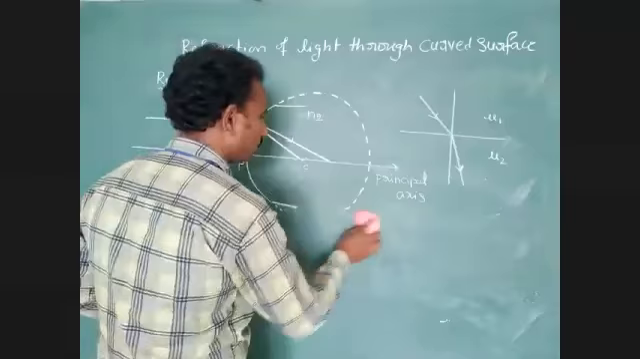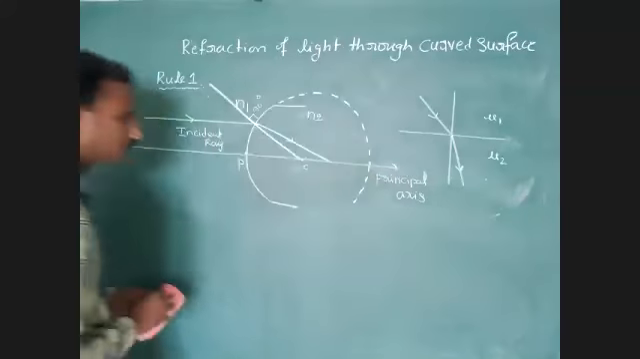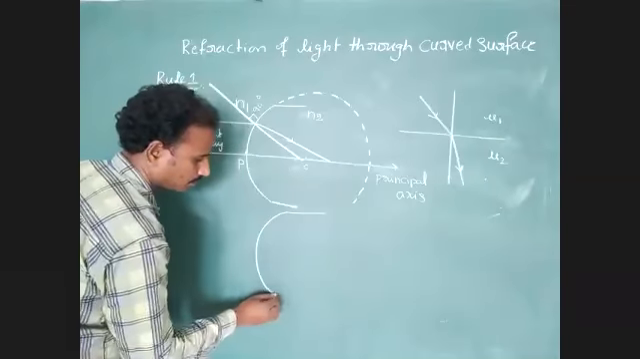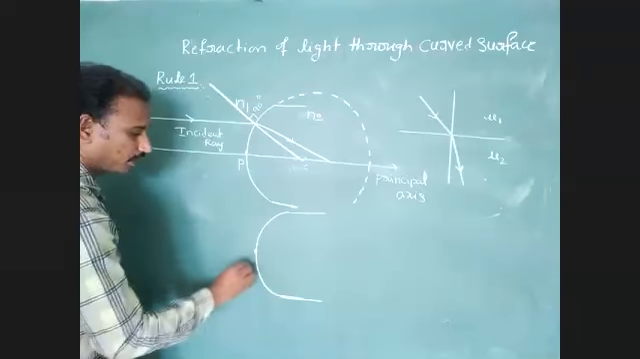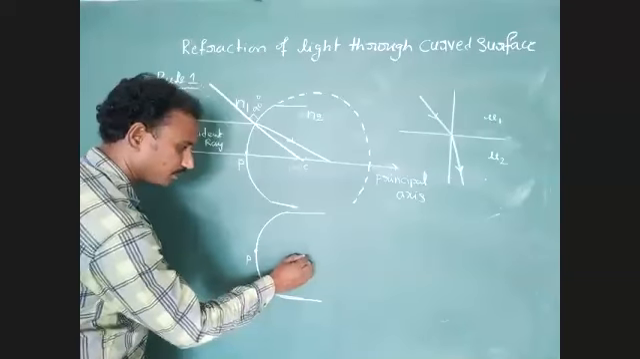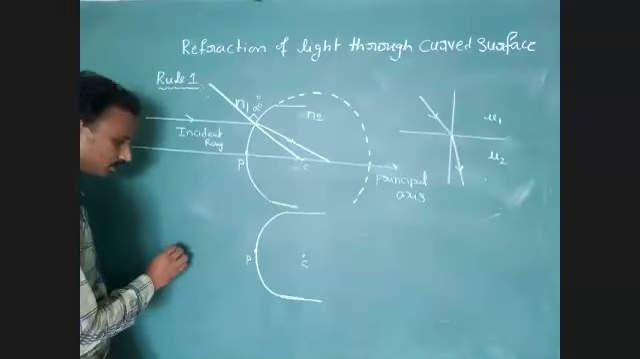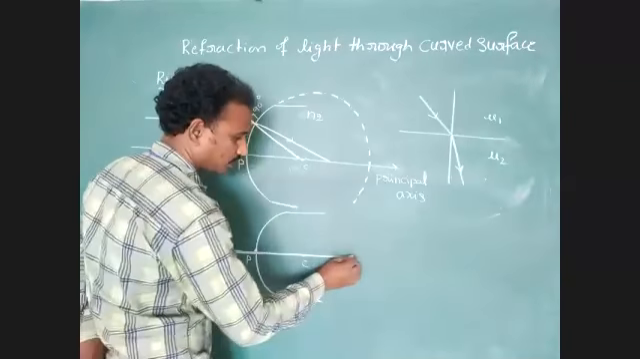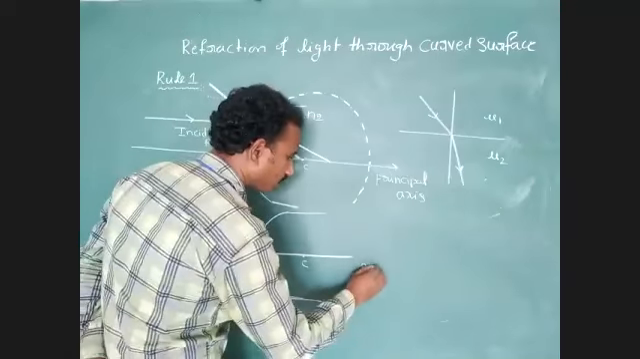Next one, rule 2. The midpoint of this curved surface represents the pole. The center for this curved surface is called the center of curvature. Draw one reference line through the pole and center of curvature. This reference line is called the principal axis.